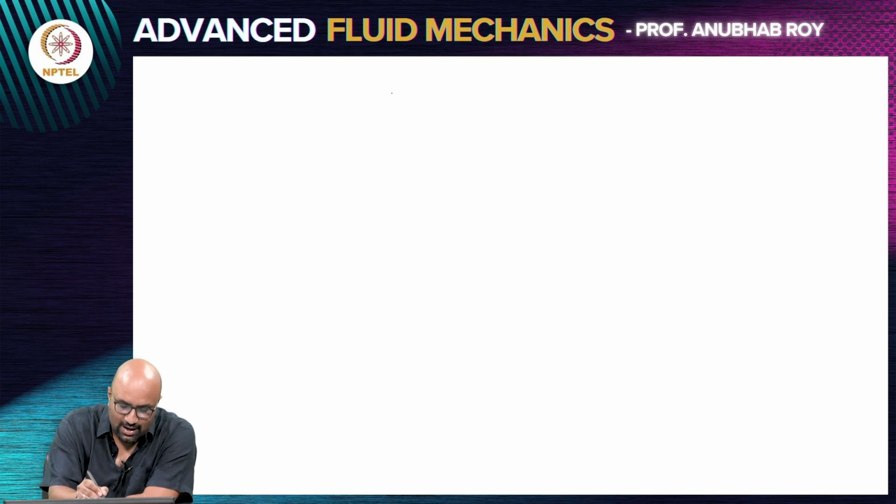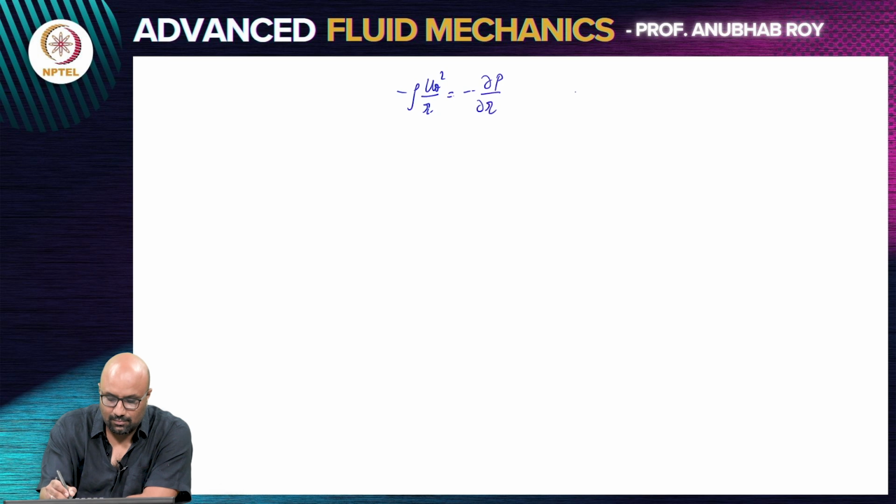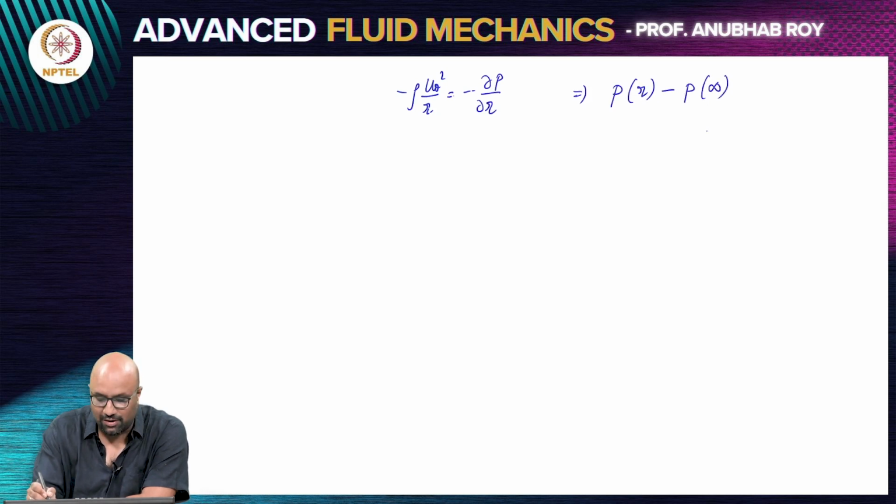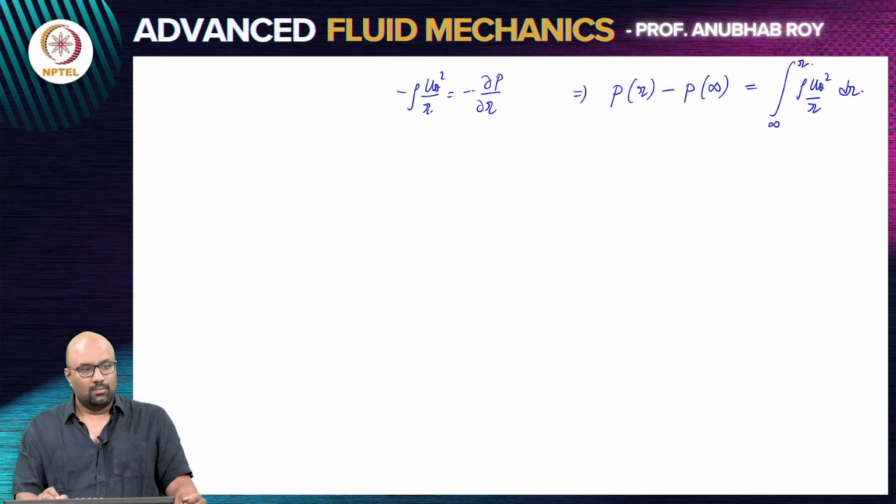So, the equation that we had in the radial direction was minus rho u theta square by r is equal to minus dou p dou r. So, what this tells us is p of r minus p at infinity. If I do the integration, I will have rho u theta square by r dr. So, dou p dou r is rho u theta square by r. So, if I do this integration, this is what would be the expression for pressure, right.